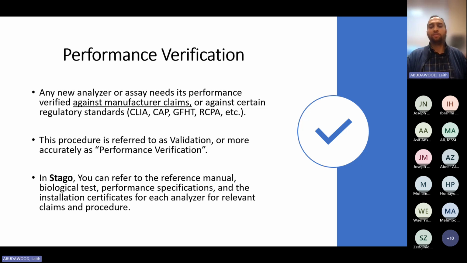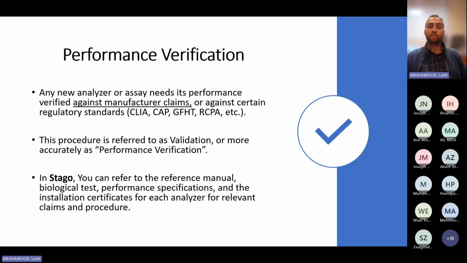Of course, every manufacturer will tell you my analyzer is the best in the world. It does everything for you. But me as a customer, I need to verify that because Stago wants to sell me at the end of the day. It's a company at the end of the day. So I need to verify: is Stago really delivering what they are promising?